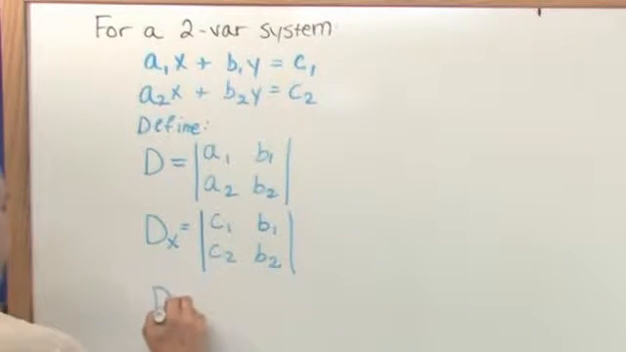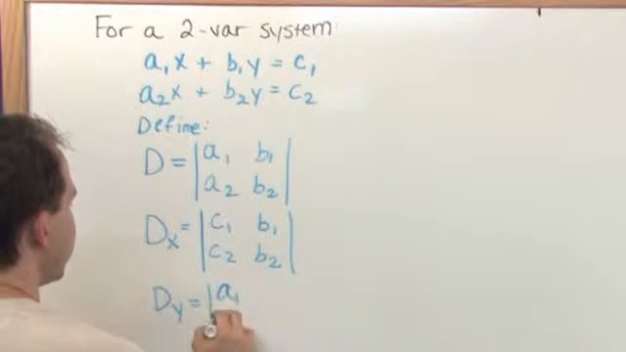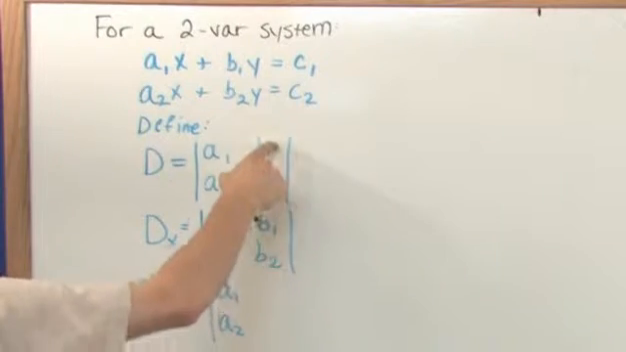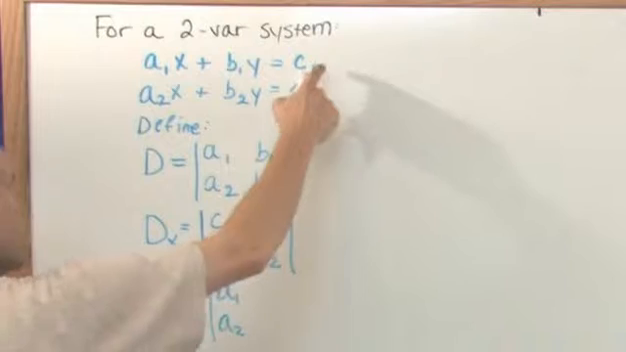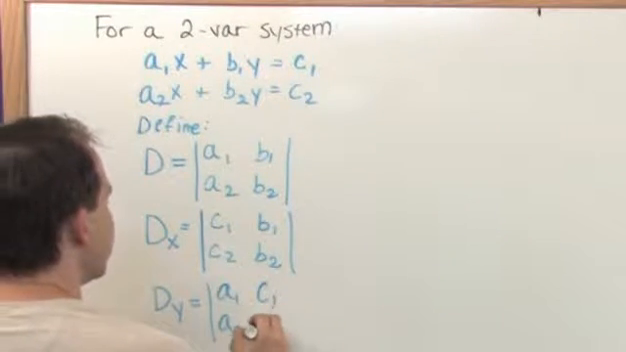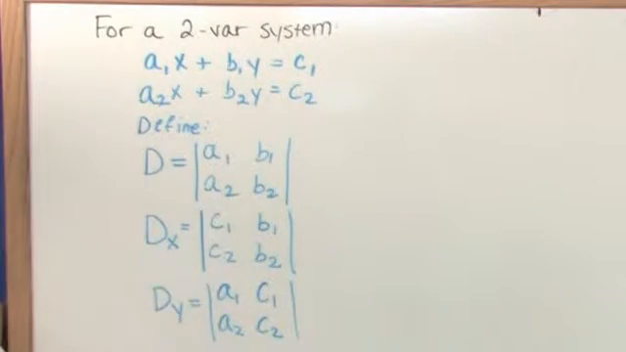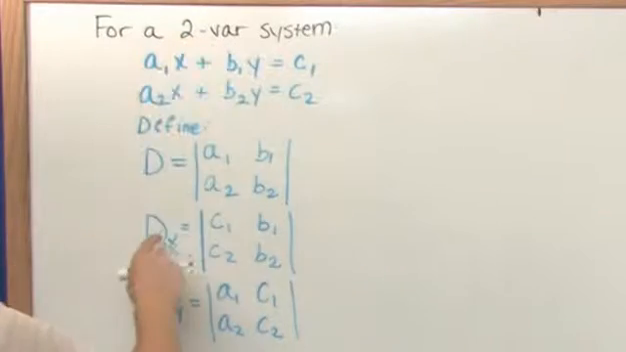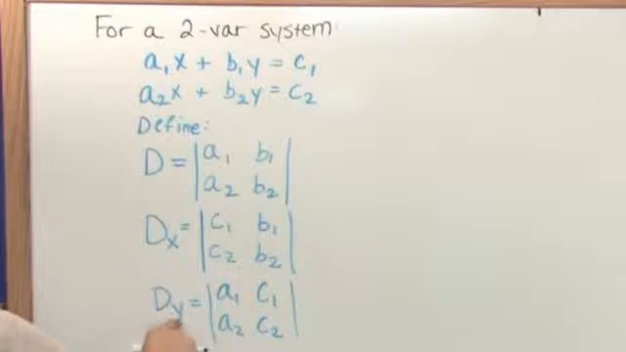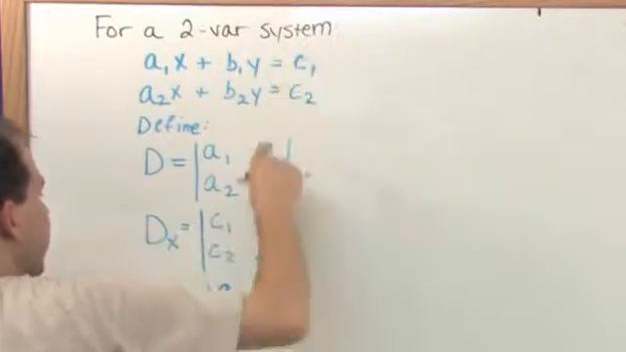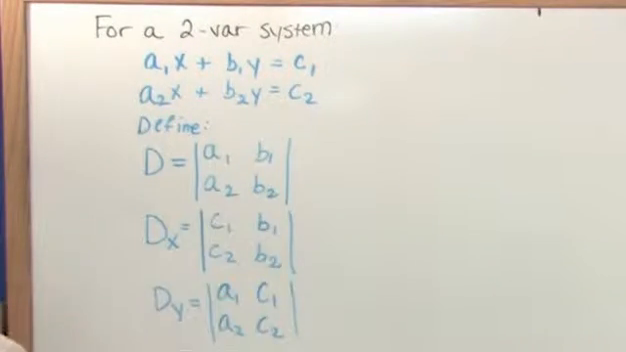You also define a D sub y, which is a similar thing. You have a1 here and a2 here, but the coefficient of b is in front of the y, so you replace these with what's on the other side of the equal sign, c1 and c2. Once you get past wrapping your brain around that, the actual math is not that hard. You have to define a D, which is this determinant over here. D sub x replaces these coefficients with what's on the other side of the equal sign. D sub y replaces these coefficients with what's on the other side of the equal sign. You calculate three different determinants.